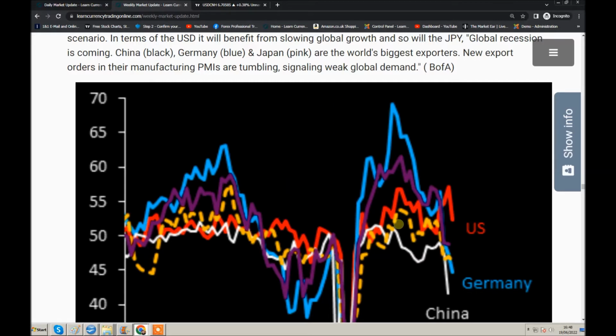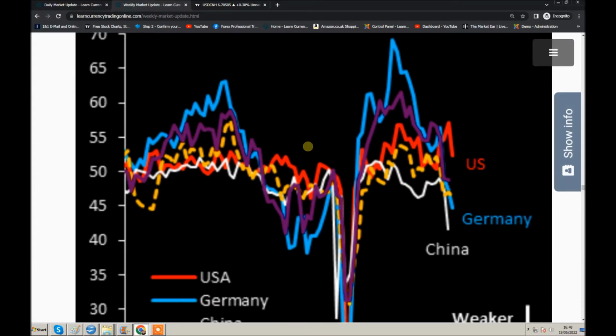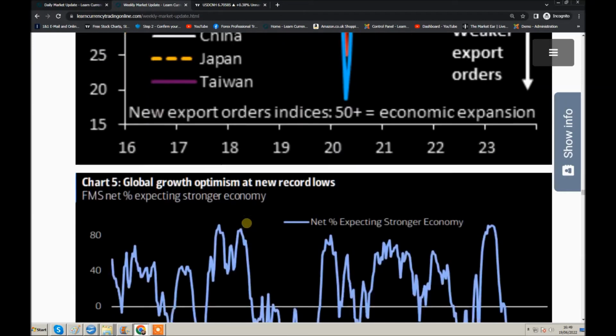This is a good chart here from Bank of America. They say global recession is coming. China in black, Germany in blue, Japan in pink are the world's biggest exporters. New export orders in their manufacturing PMIs are tumbling, signaling weak global demand, which will be reflected in lower commodity prices longer term. Even US exports are going down. Now, we have a global contraction going on. Could that become a recession?